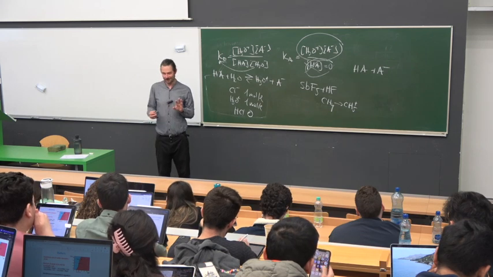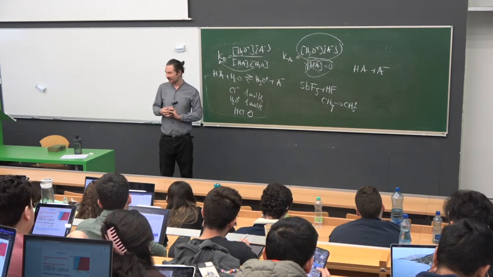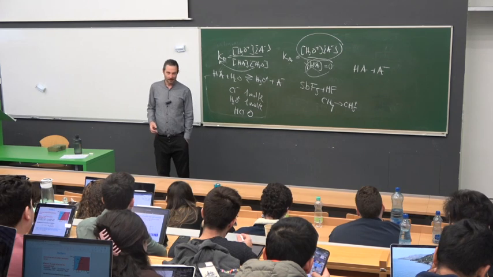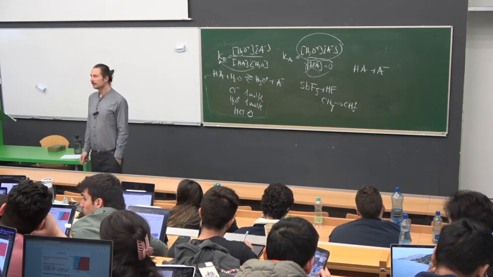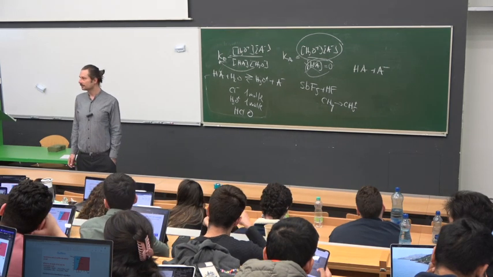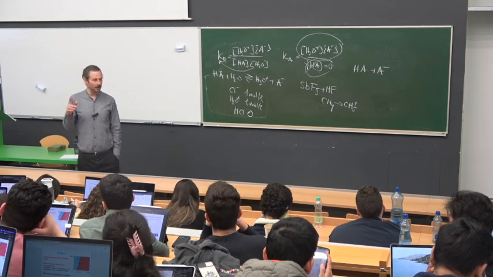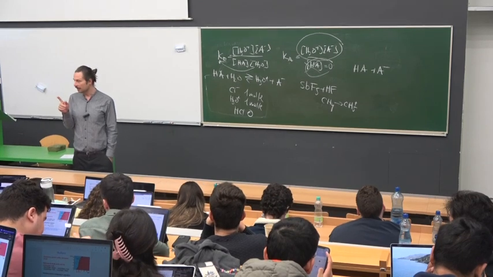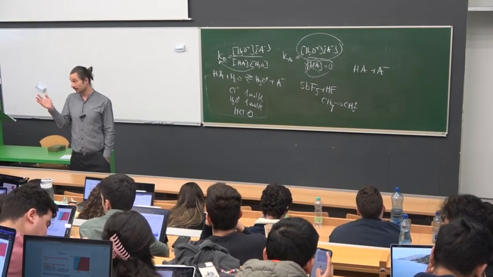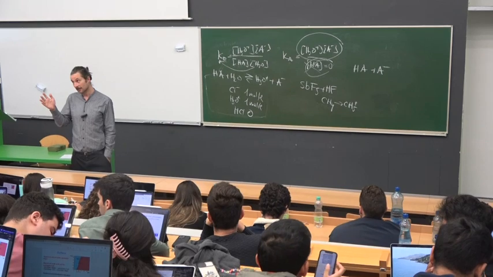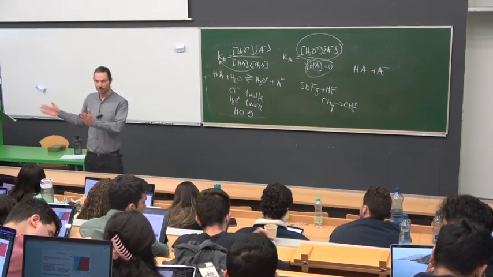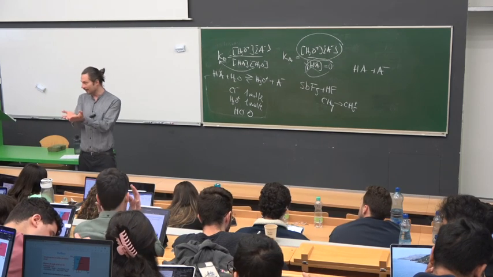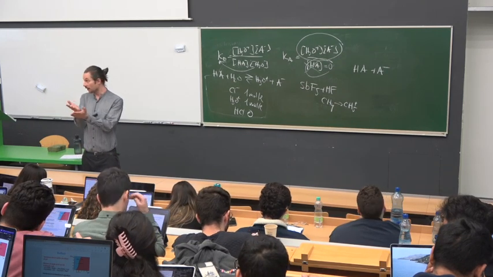I'm not sure that helped a lot of people when I said that, because you look a little puzzled. Yes? For example. Well, dissociated, you mean? Yeah. For example. That's a possibility. It doesn't have to be 50%. But some proportion of the acid is dissociated, and some proportion of the acid is not dissociated. And if we have that, this will work as a buffer.